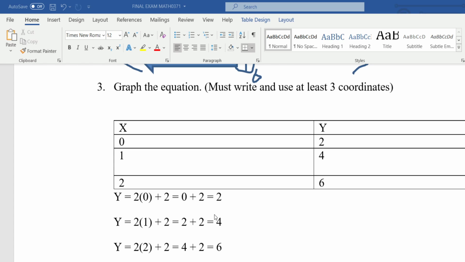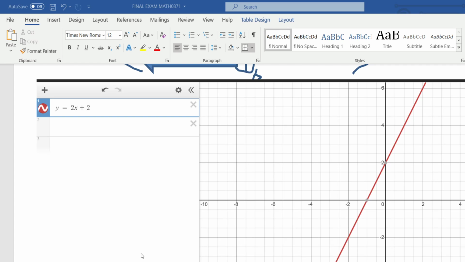Okay? And I already have it pre-graphed out on a different screen. So this is what the graph would look like. So 0, 2, 1, 4, 2, 6. Yeah, you can see it on the graph. And all they did was draw a line between them. Okay.